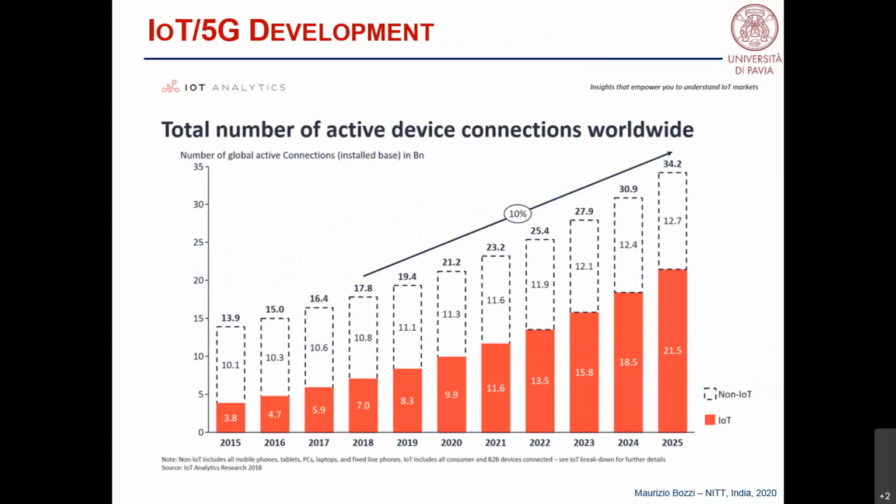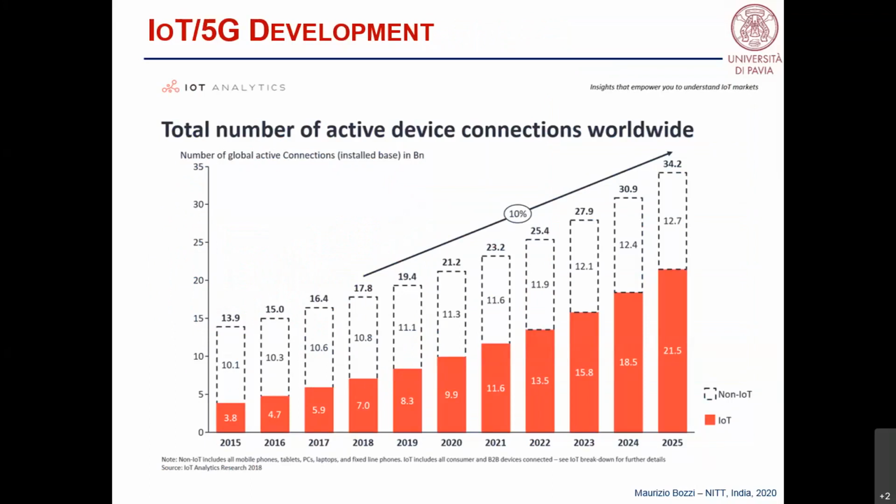I like to show this graph because it gives an idea of the number of devices we are supposed to implement in the next few years. And you see that the number of wireless devices, the devices connected to the internet, is really growing fast in conjunction with the 5G and IoT.